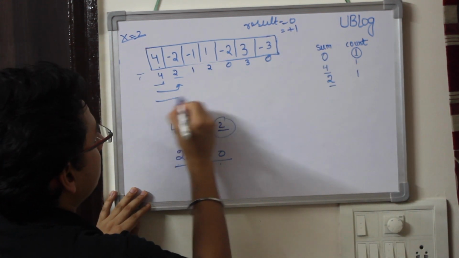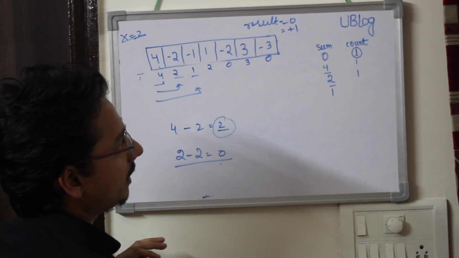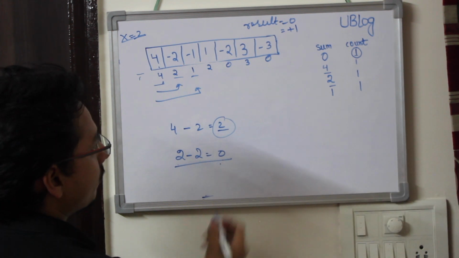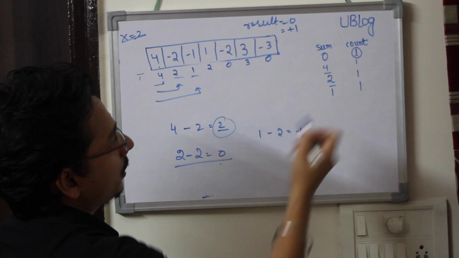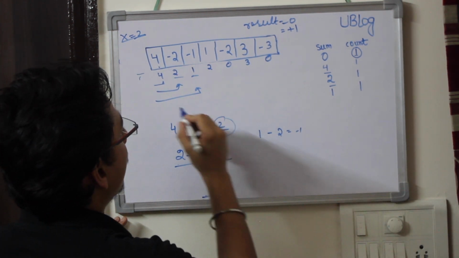Now moving on to the next. What is the sum here? 1. And have I seen 1 before? No. So I just make the count 1, and again apply the formula: 1 minus 2 is minus 1. So have I seen minus 1 as a sum anywhere? No. So I just move ahead.